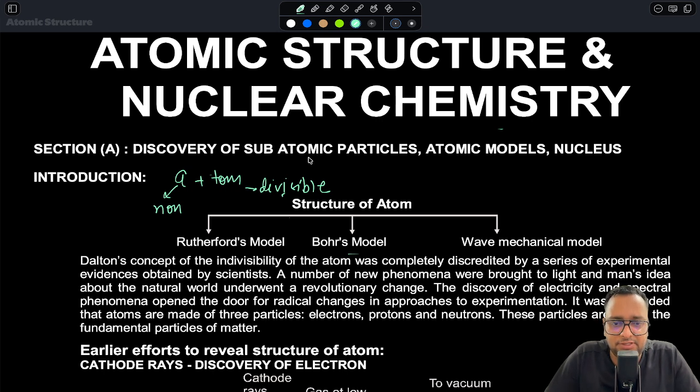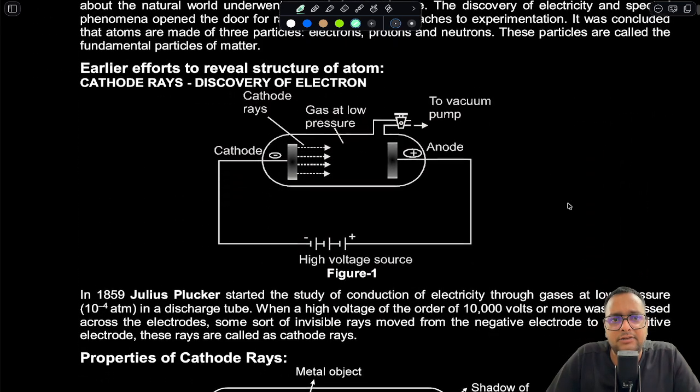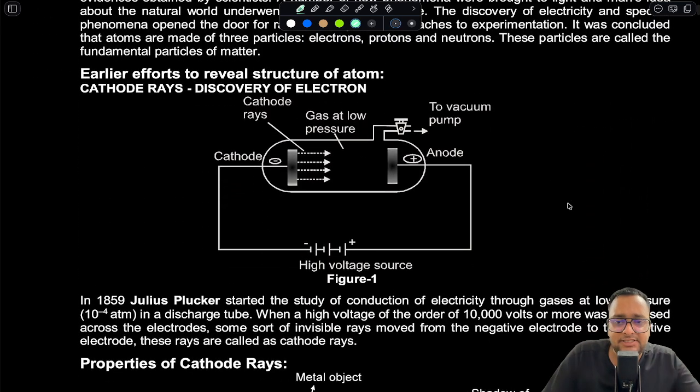We know Dalton's atomic theory has been studied in previous topics. So here we want to study the Rutherford model, Bohr atomic model, and wave mechanical model of an atom. So what is the Rutherford model, and what were the earlier efforts that were used to reveal the structure of the atom?